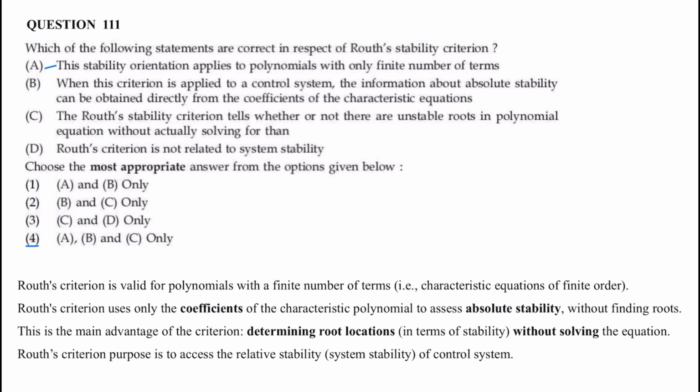Routh criterion uses only coefficients of characteristic polynomial to assess absolute stability without finding roots. Statement B is correct. Statement C, the Routh stability criterion tells whether or not there are unstable roots in the polynomial equation without actually solving for them. This is the main advantage of this criterion, determining root locations in terms of stability without solving the equation. Statement C is correct.